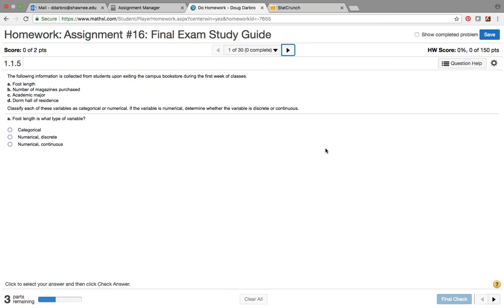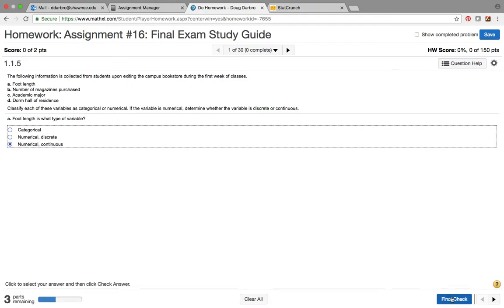So you're given some information that's collected on students from a campus bookstore: foot length, number of magazines purchased. You want to classify these as categorical or numerical, and if they're numerical, you want to classify them as continuous or discrete. Remember, categorical means it just falls into a group. Numerical discrete means that it's a number, but it's countable. Numerical continuous means that it is a number, but it is measurable. So foot length is what type of variable? We would measure your foot length, so this would be numerical continuous.